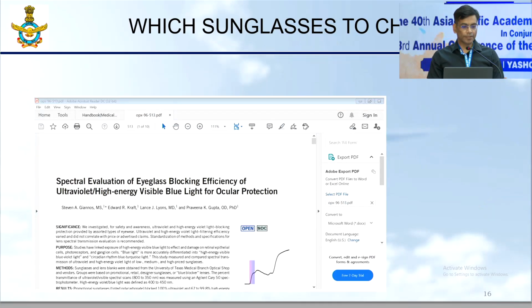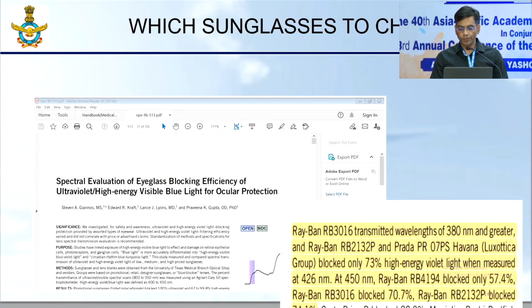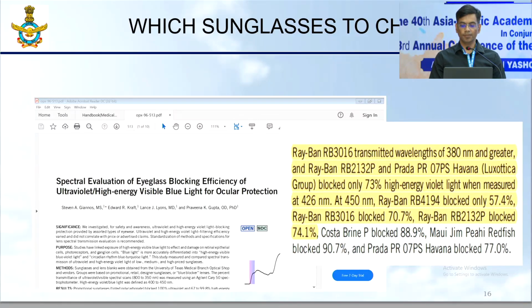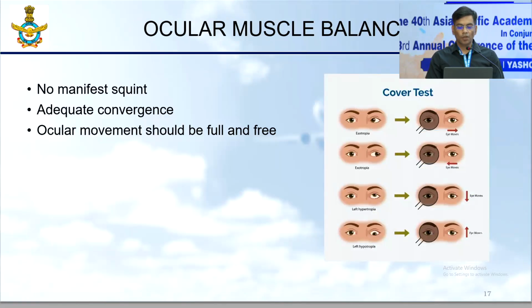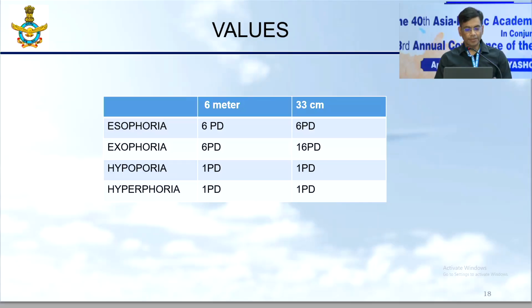It's a very interesting article I found, in which they calculated the spectral evolution of eyeglasses' blocking efficacy against ultraviolet rays. They have shown that even Ray-Ban glasses block only 75% of the UV rays. On ocular muscle balance, there should be no manifest squint, adequate convergence, and ocular movements should be full and free. So this is the value we take. It's very simple.